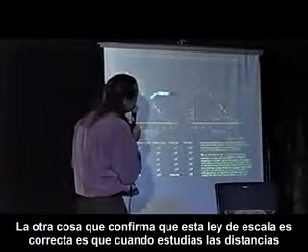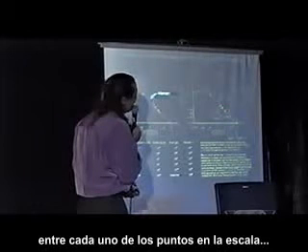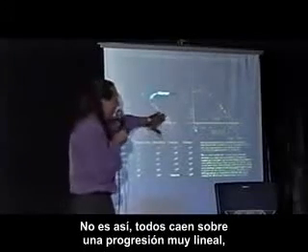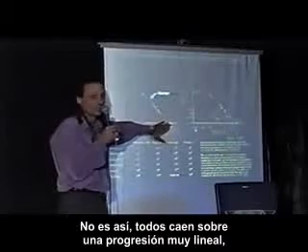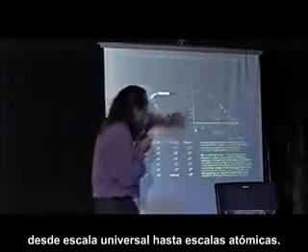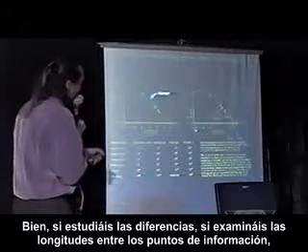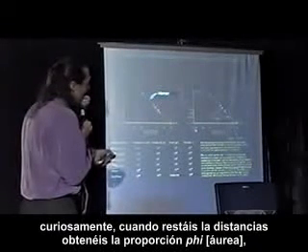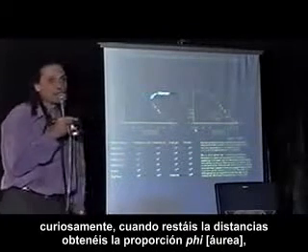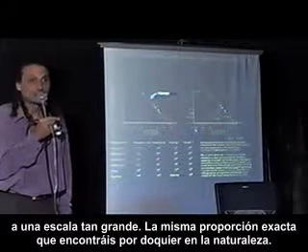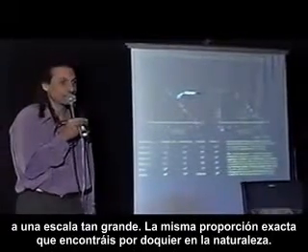The other thing that confirms that this scaling law is correct is that when you look at the distances between each of the data points on the scale, by the way, these should fall everywhere if the universe was random, right? And they don't. They all fall on a very linear progression from universal size to atomic size. If you look at the length between the data points and subtract the lengths from each other, you get the phi ratio on that big of a scale, the exact ratio that you find everywhere in nature.